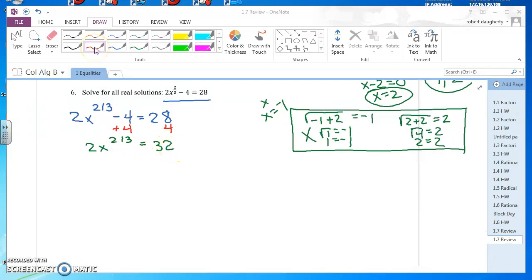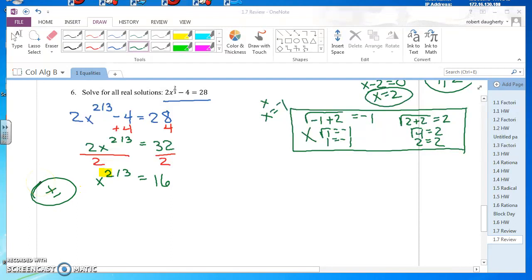Now I want to divide both sides by 2. And that's when I get x to the 2/3 equals 16. Now, one thing to remember: I've got that exponent, 2/3, and the top, the numerator, is an even number. Because that's an even number, my answer will have a plus or minus. Okay? So I know that immediately because I've got an even numerator in my exponent.